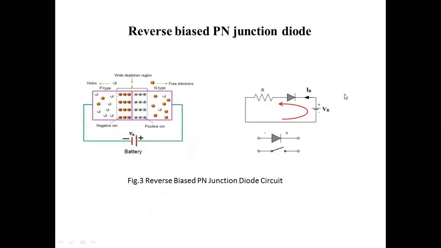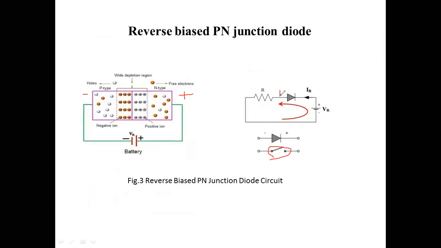Reverse bias. Reverse bias is the opposite of forward bias, meaning you are connecting the positive terminal to the n side. Here the positive terminal is connected to the n side of the semiconductor, and the negative terminal is connected to the p side of the diode. Therefore it is called the reverse bias condition. In reverse bias, it acts as an open switch, because it is in the off state.